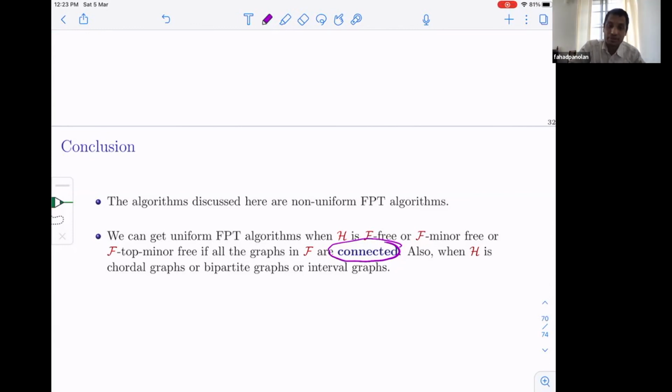Also, we can get a uniform FPT algorithm when H is a chordal graph or bipartite graph or interval graph. This will not be subsumed by any of these F free, F minor free, or F topological minor free classes.